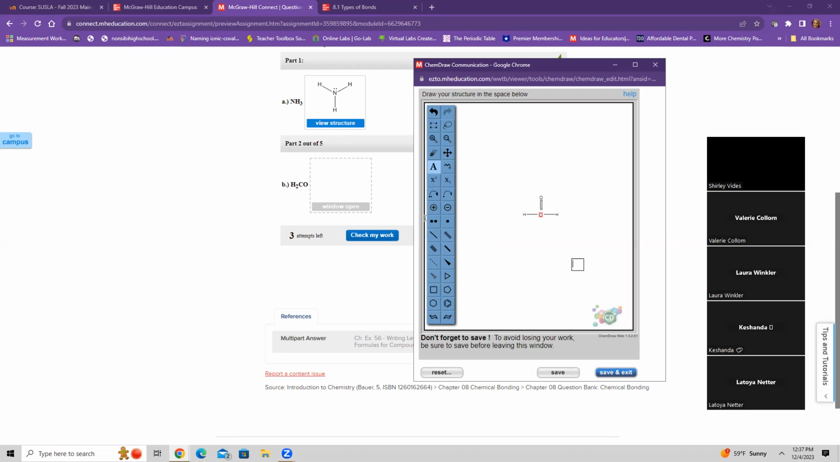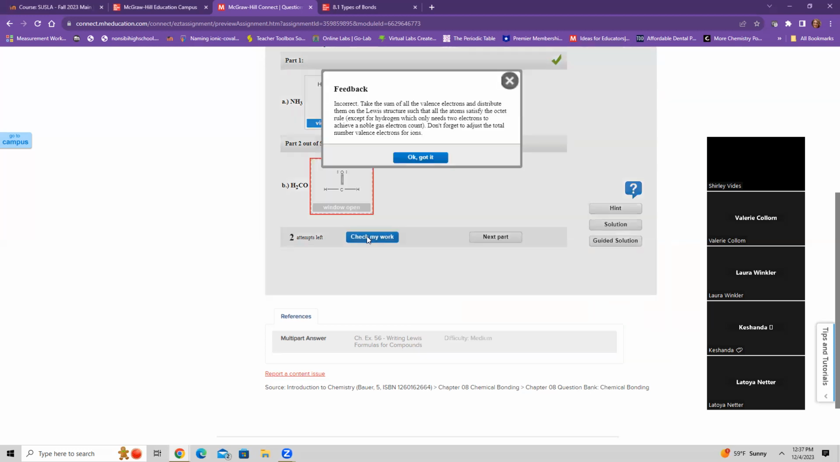All right, and then we got two lone pairs, and the lone pair should be, see how it's putting that? It's not putting it in the right spot. It's supposed to be one on this side and one on that side, but it's not letting you do that. What about if I just erase the top one? Oh, nope. There. How's that? I cheated. Save and exit. Let's see. Check my work. Did you like it? No.